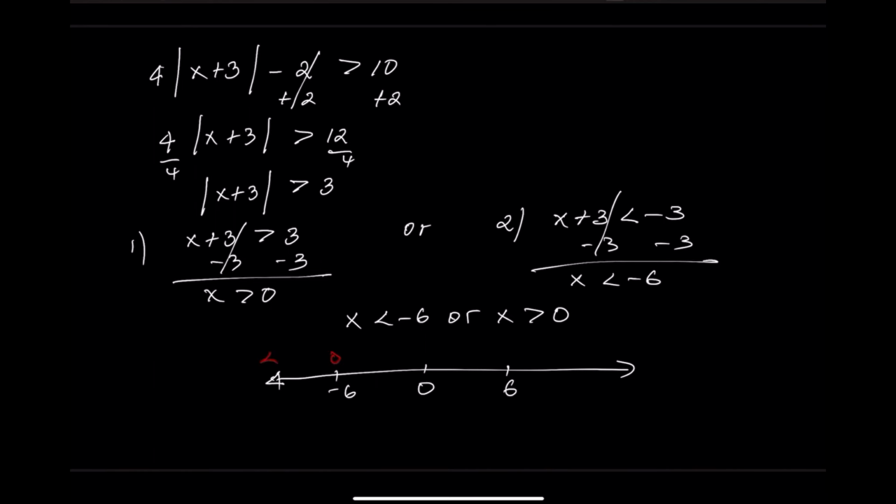Graph it with open circles at negative 6 and 0. Shade to the left of negative 6 and to the right of 0. In interval notation, parentheses negative infinity, comma negative 6 parentheses, union parentheses 0 comma infinity parentheses. And that's how you solve absolute value inequalities.